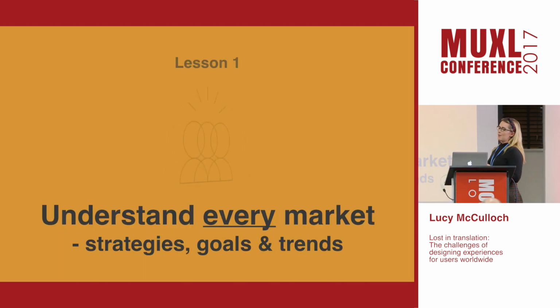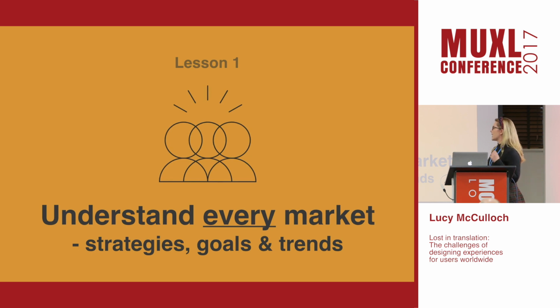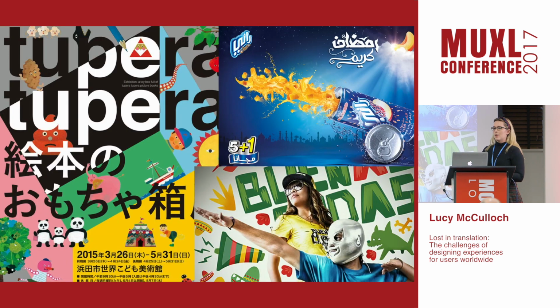So this brings me on to my first lesson, which is really about understanding every one of those markets. So as part of doing that initial research and working with stakeholders, really try and understand what are the market objectives. So what are the strategies and the goals and trends. So as I said earlier, the way in which we market even to our users is very, very different. And the way that we design for them, what's trending, what are the competitors doing, it varies massively.